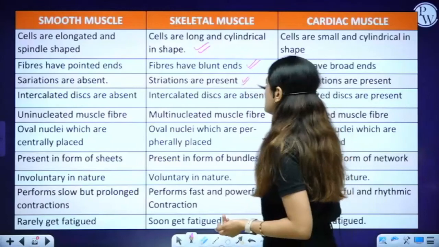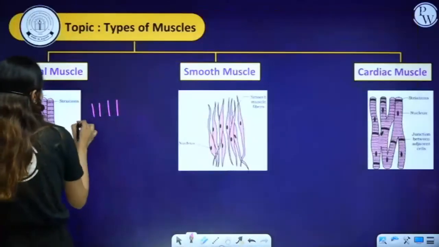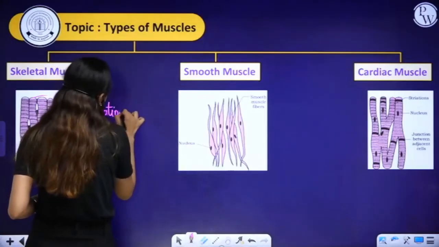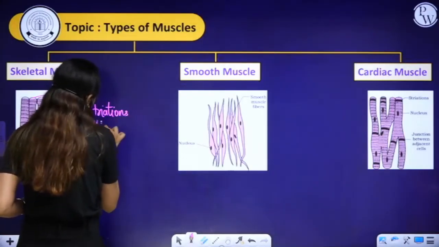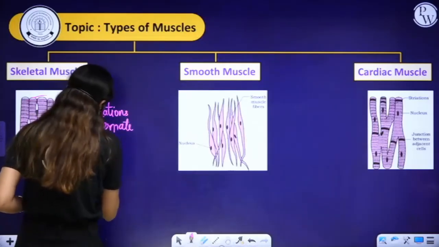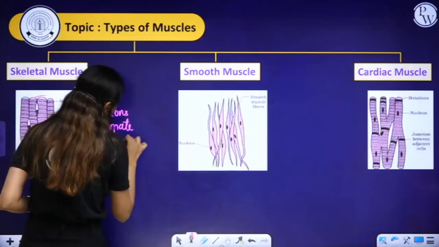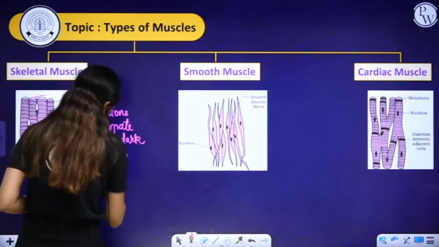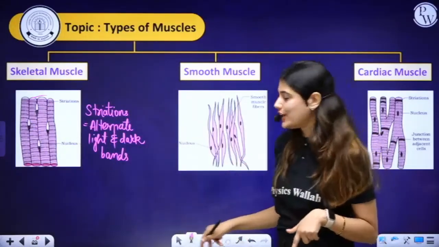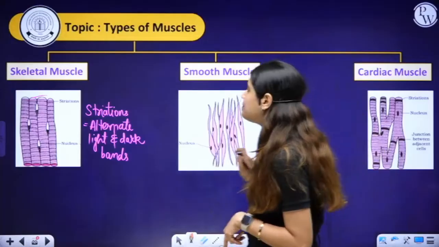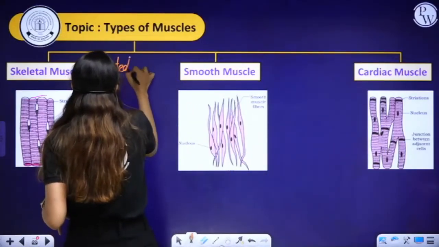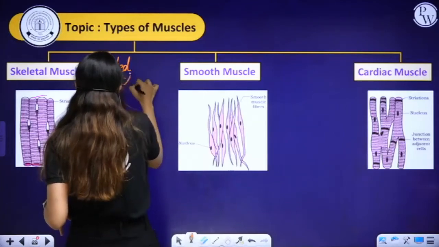So, since striations are present, what are striations? We can mention here: striations are nothing but alternate light and dark bands, right? Since the skeletal muscle has striations, I can call these muscles striated muscles. They can be called striated muscles, right?